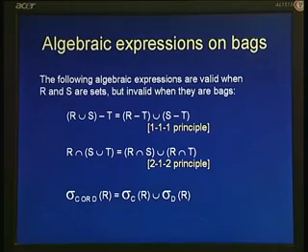That is, (R ∪ S) − T is equivalent to (R − T) ∪ (S − T). You can easily verify that this expression is true when R, S and T are sets. However, this expression does not hold when R, S and T are bags, when they are multisets. Now, why is it not true?